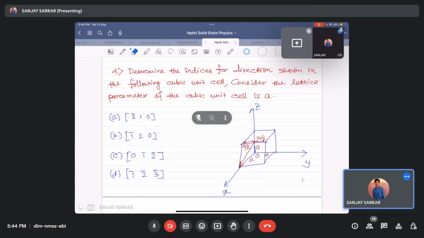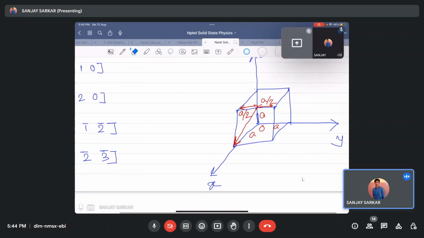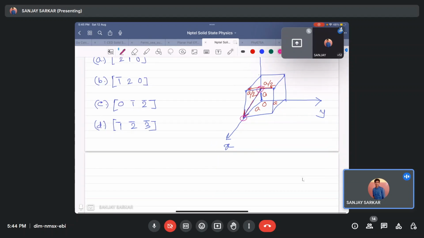You just need to find two coordinates on that line, and then find x2 minus x1, y2 minus y1, or z2 minus z1, and see the corresponding direction, and then it will be done. So if any vector is given in a crystal, you can find the two coordinates of that line. In this case, for this line, these two coordinates you can find out. Let's say this is m, and this is n. What are the coordinates of m and n?